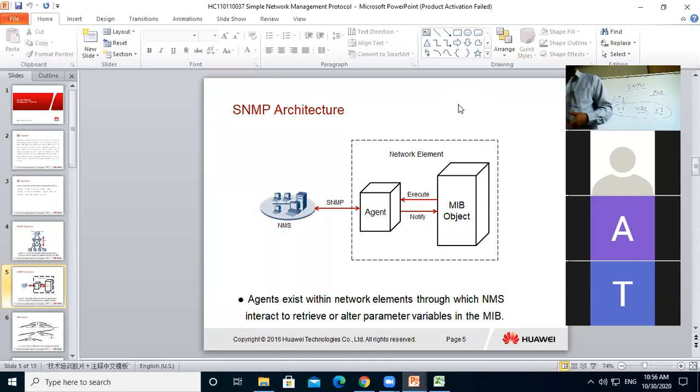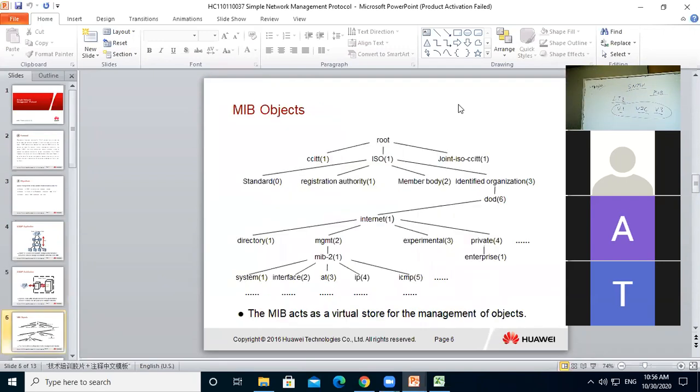Next, we are having MIB objects. It's an inverted tree structure, stored with a root. That root is the initial part. As I told you, each object has its own ID. So the ID becomes like this.